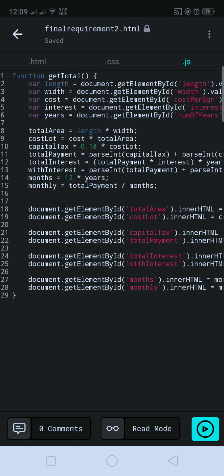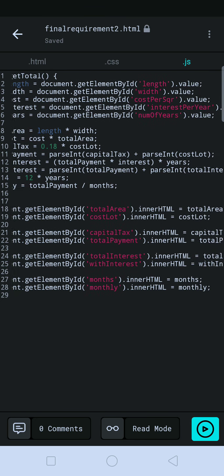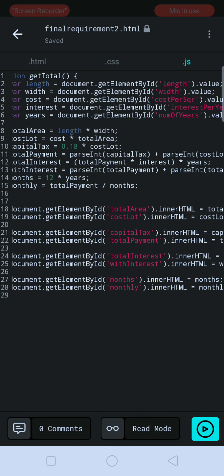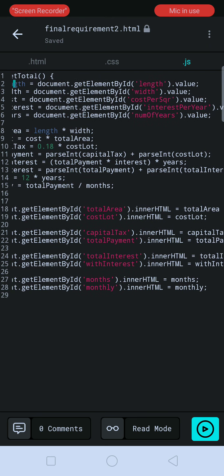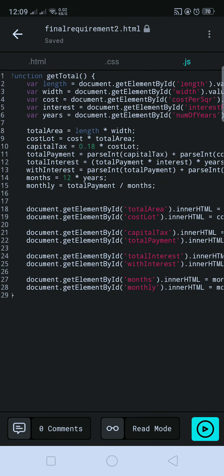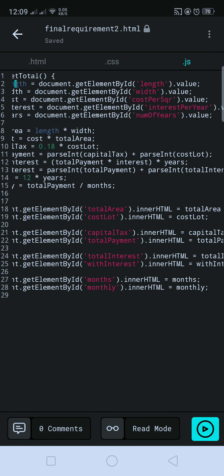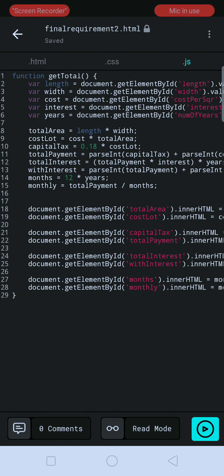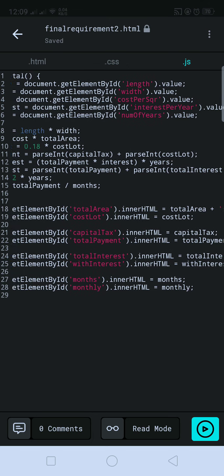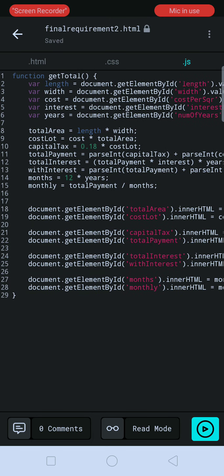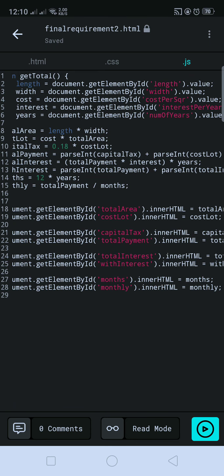Var length is equal to document.getElementById length value. Var width is equal to document.getElementById width value. Var cost is equal to document.getElementById cost per square value. Then var interest is equal to document.getElementById interest per year value. Var years is equal to document.getElementById num of years value.